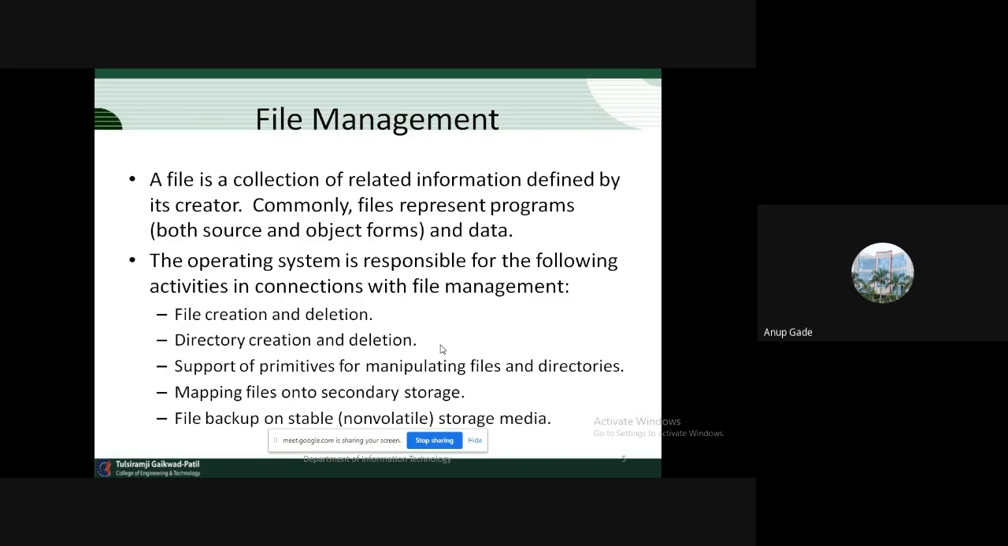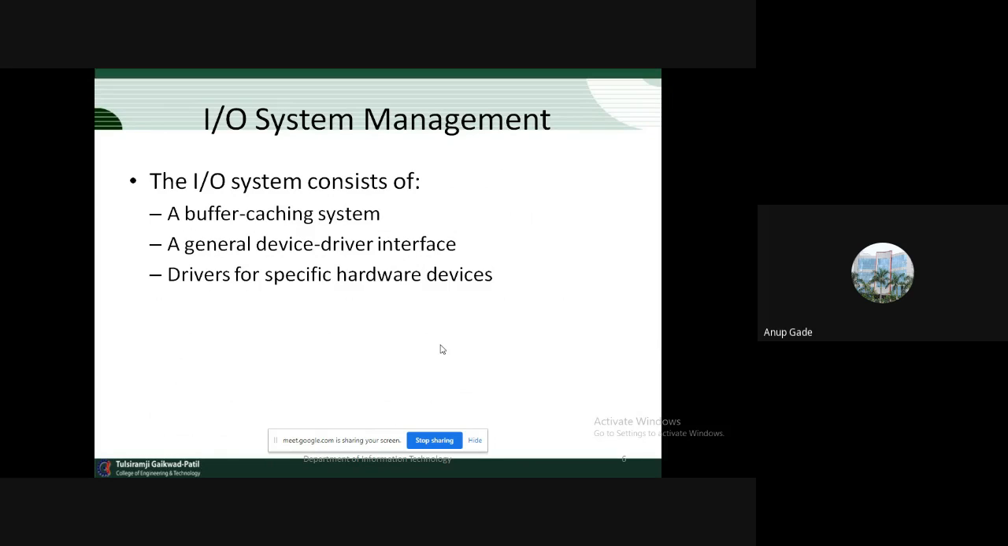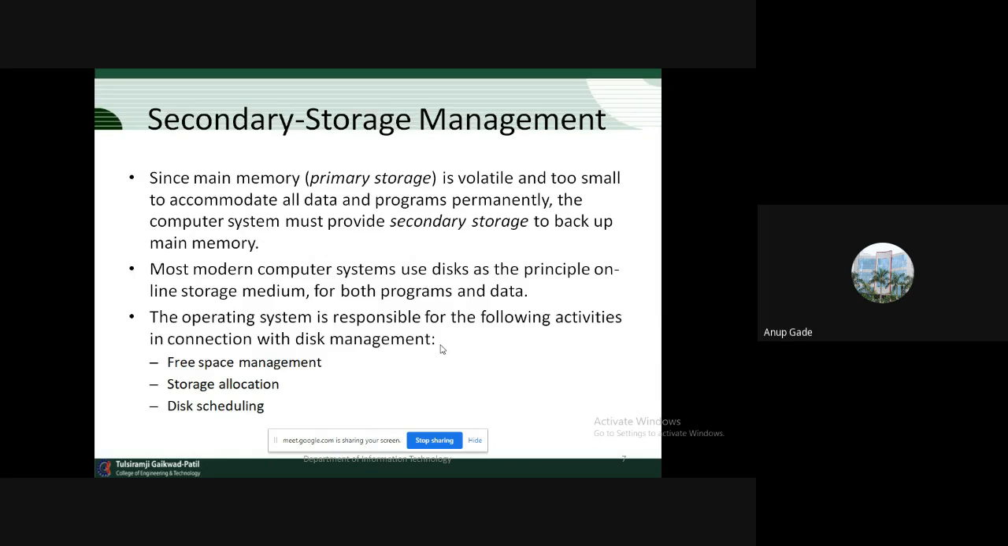Then after this, we should talk about IO system management. The IO system consists of maybe a buffer caching system, a general device driver interface, or drivers specific for some hardware. So all the IOs, which include your keyboard, mouse, monitor, printers, scanners, and everything, all this IO management is the responsibility of your operating system.